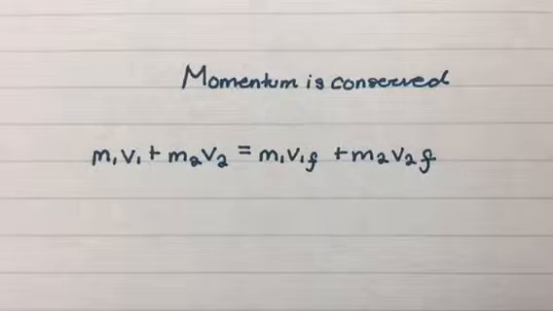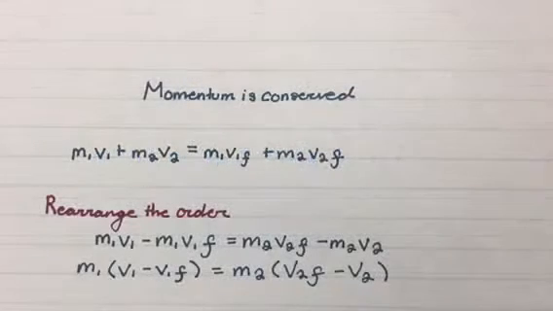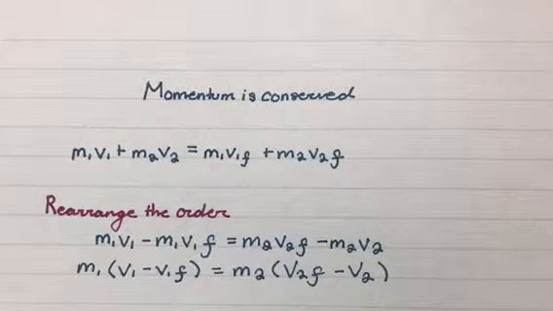So let's start by remembering that momentum is conserved. That means the momentum we start with is the same amount of momentum we end with. That gives us a starting equation: m1 times v1 plus m2 times v2 is equal to m1 times v1 final plus m2 times v2 final. Our final goal is to solve for m2, or the mass of the tennis ball.